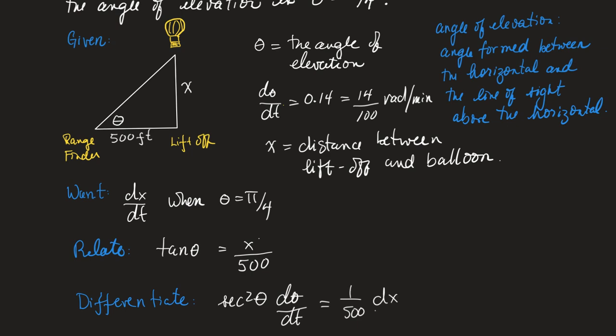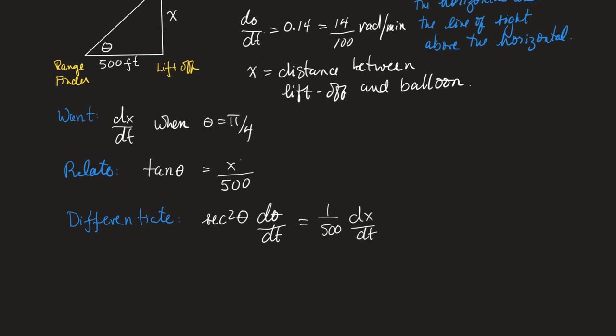times dx by dt. Now at this point, I like to do the next step as, what do I need? And then I just do a little checklist. Okay, so I am given d theta by dt. I'm looking for dx by dt. So this is what I'm missing. I'm missing secant theta. And I think secant theta should be easy enough to get from our problem, because we're actually given that theta is pi over 4.